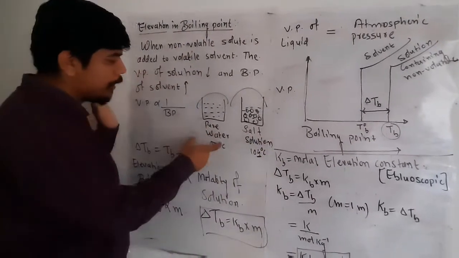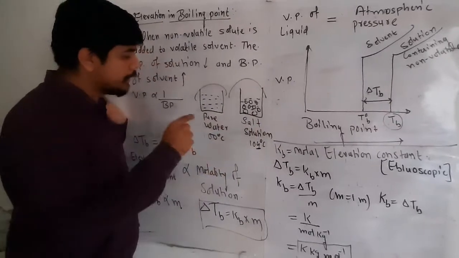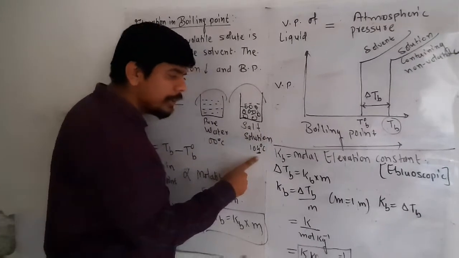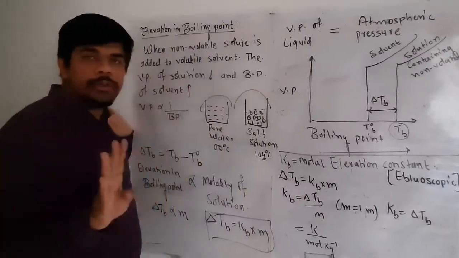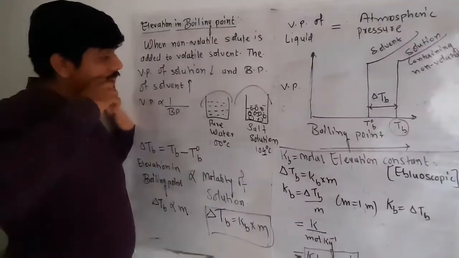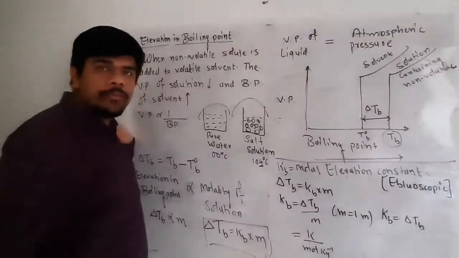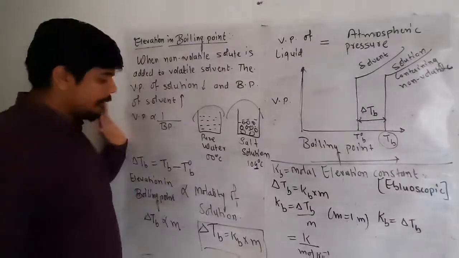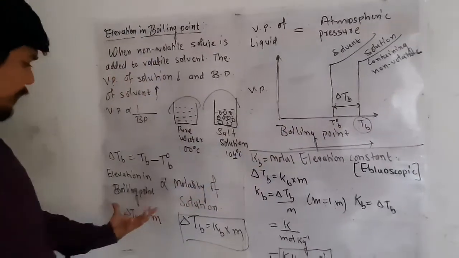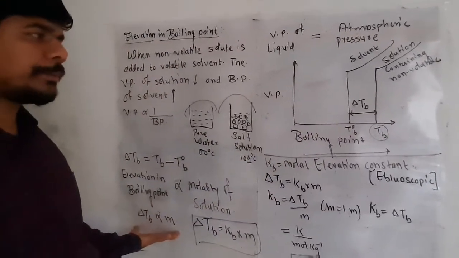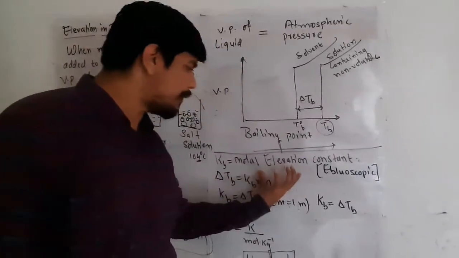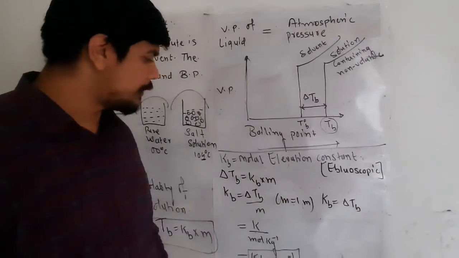So when we compare pure water with the salt solution, what happens? The pure water boils at 100 degrees Celsius and the salt solution boils at 104 degrees Celsius. Due to this, the salt molecules resist the water molecules converting into the vapor state, which increases the boiling point. We have shown this in a graphical way and in a mathematical way to represent the elevation in boiling point. Remember, this Kb is called the molal elevation constant.